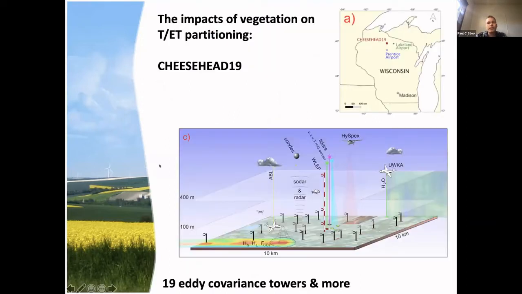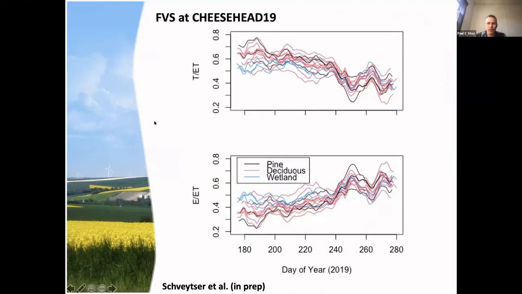And so we wanted to investigate this approach using flux variance similarity across Ankur Desai and others' CHISED-19 experiment, where there's 19 eddy covariance towers in a dynamic ecosystem in north central Wisconsin. Matthias Mauder might be talking about it next, I'm not sure, where the fundamental question has to do with the lack of closure of eddy covariance, which of course I can't address today. That's a huge and important topic. But over a 10 by 10 kilometer area, there were 19 eddy covariance towers, and we can use these observations to understand perhaps how much water in these different systems was coming through trees and how much was not.